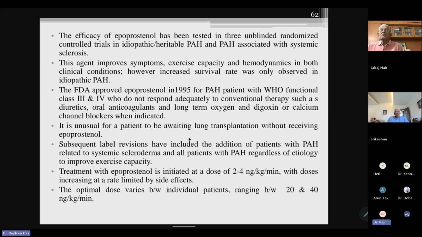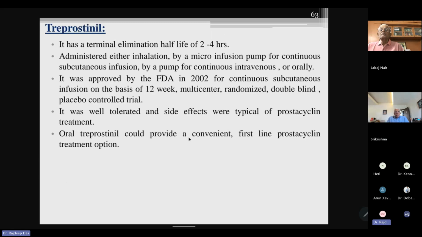Treatment with epoprostenol starts at 1 nanogram per kg per minute, with the dose increasing at a rate limited by the side effects. The optimal dosage varies between individual patients, with quite a wide range. The next drug is treprostinil. It has a terminal elimination half-life of 2 to 4 hours, and it is administered either by inhalation.